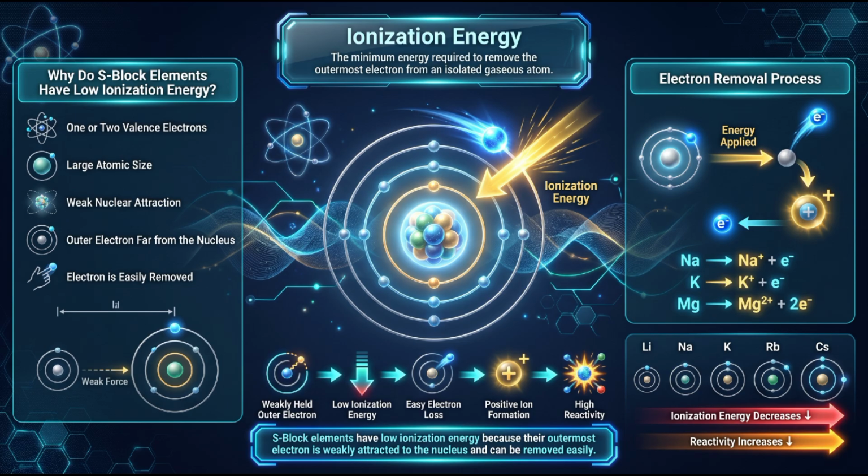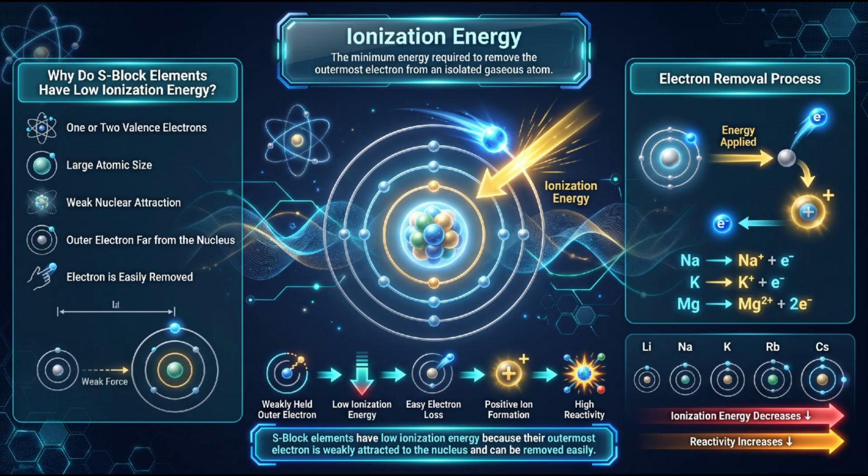Low ionization energy is also responsible for the vigorous reactions of alkali metals with water. When sodium is placed in water, it immediately loses its outermost electron, forming sodium ions and releasing hydrogen gas. The ease of electron removal initiates the entire chemical reaction. Similarly, reactions with oxygen, chlorine, and acids all begin with the loss of valence electrons. Thus, low ionization energy serves as the foundation for almost all chemical reactions of s-block elements.